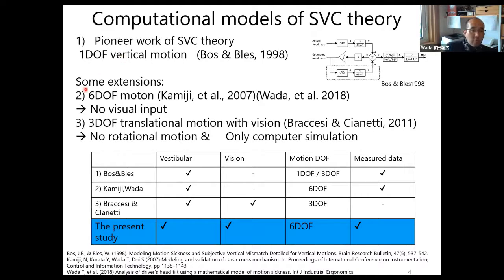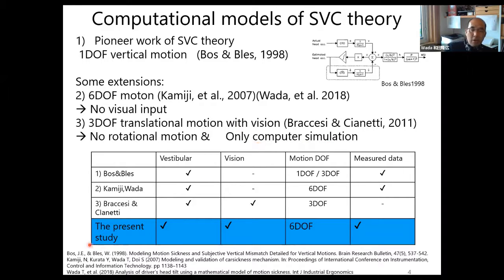For example, our team expanded the Bos model to six degrees of freedom motion, including head rotation in three dimensions. And there is another extension to add a visual input, but rotation cannot be dealt with, and the model cannot be used for measured data, meaning that it can be used only for computer simulation.